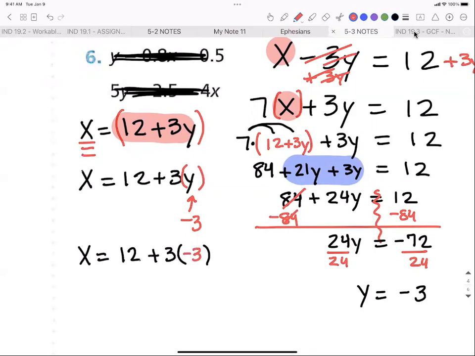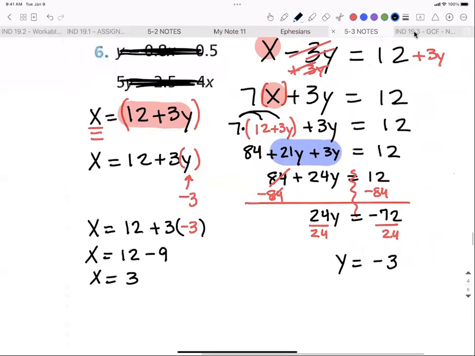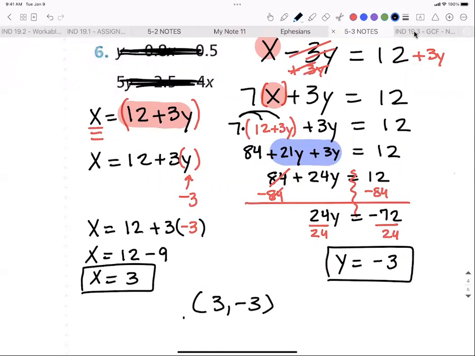And continuing to use PEMDAS, am I going to add the 12 or am I going to multiply 3 times -3? Yep. So 12 and then 3 times -3 is -9. And then 12 minus 9 is 3. Now I have my x and I have my y. I have both pieces of the puzzle. And the solution to this system of equations is 3, -3.